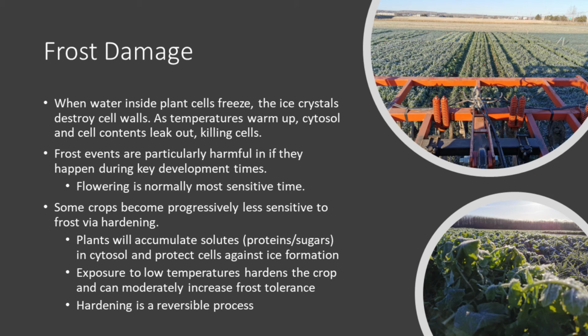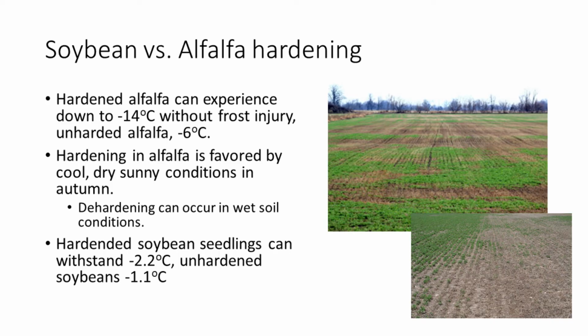And they do that by accumulating solutes like proteins and sugars in the cytosol of their cells to protect against ice formation. So I just want to compare and contrast the hardening process of two different crop plants grown in Ontario. So let's start with alfalfa. If it's hardened, it can experience temperatures down to -14 without frost injury. And unhardened alfalfa can only experience down to -6. So the hardening process is very important for alfalfa. Now remember that hardening is reversible and dehardening can occur in alfalfa in wet soil conditions.